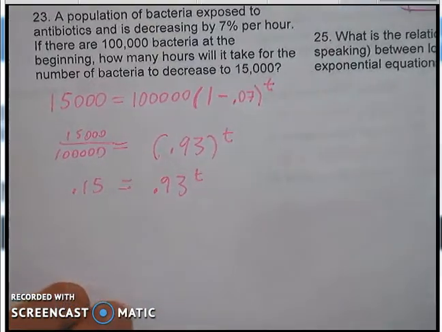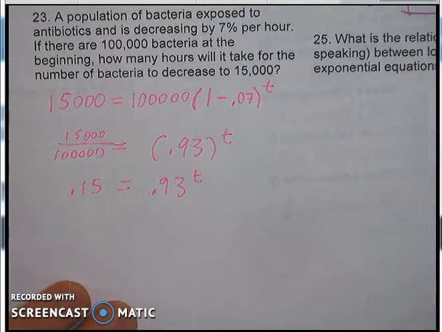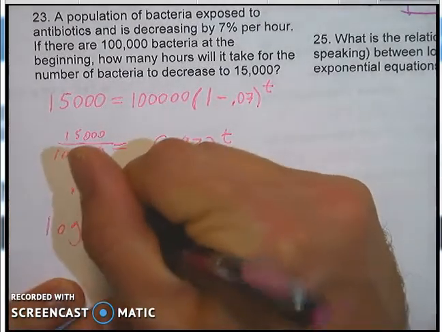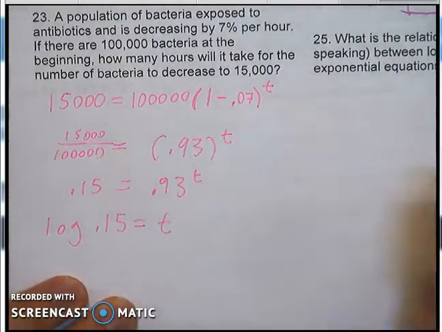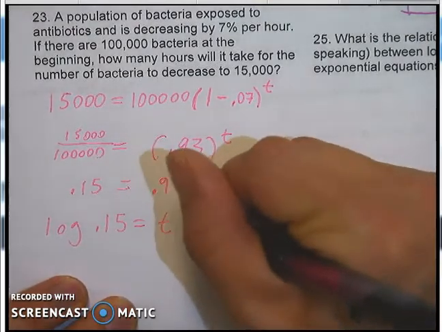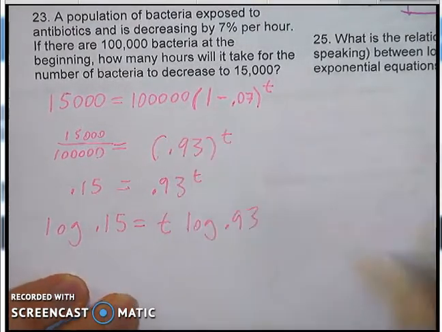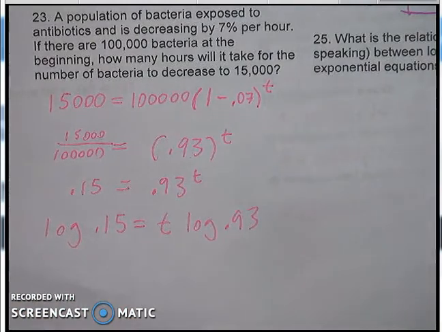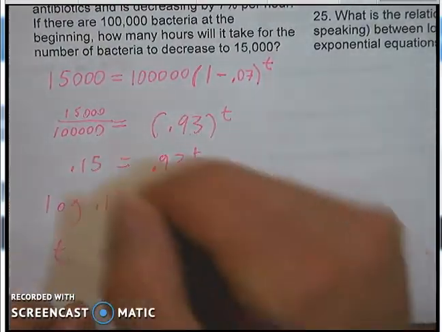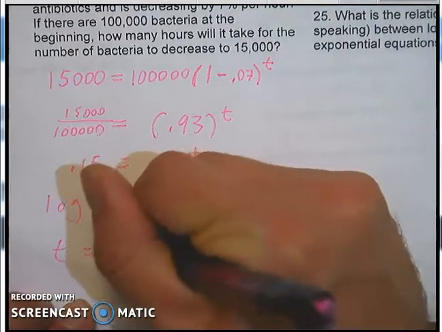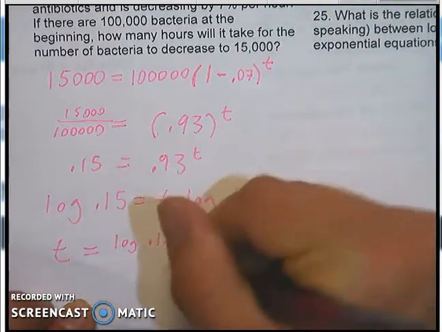We're trying to get that t out of the exponent. So the best way to do that, take the logarithm of both sides. Log of 0.15 equals, now I'm going to go ahead and bring that t out of the exponent and bring it out front, t log of 0.93. So I just skipped a step and I brought the t out into the coefficient. So in this last step, I'm going to get the t by itself simply by dividing by log of 0.93. And that becomes calculator work at that point.